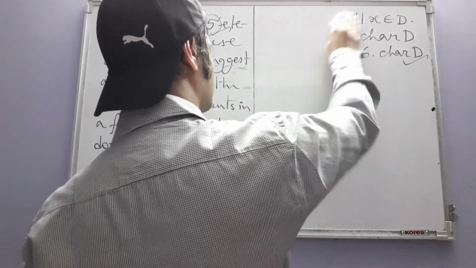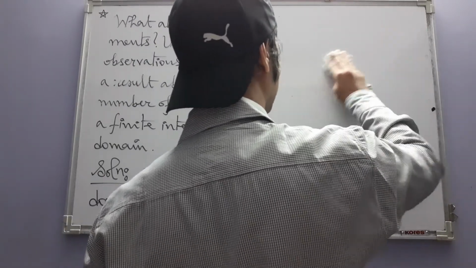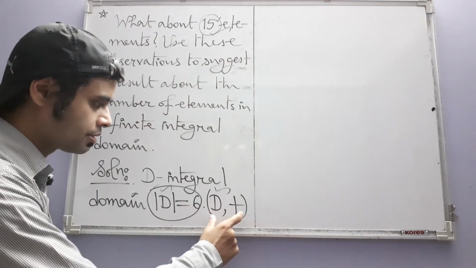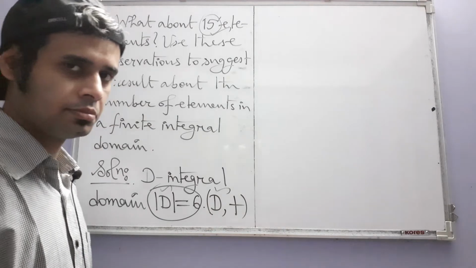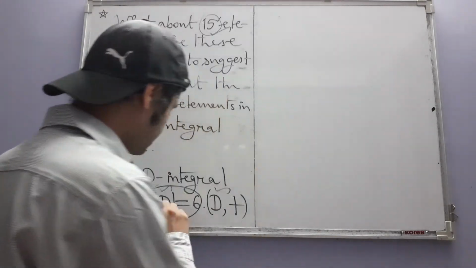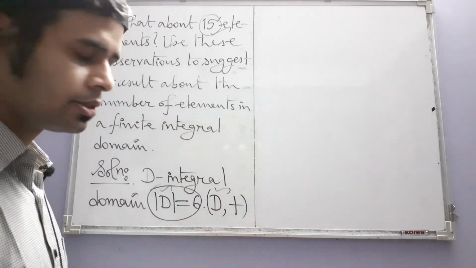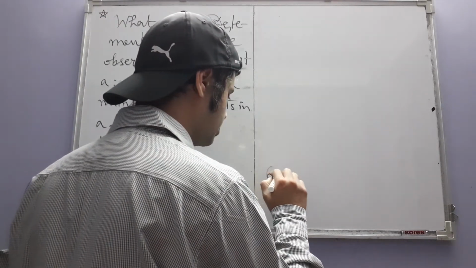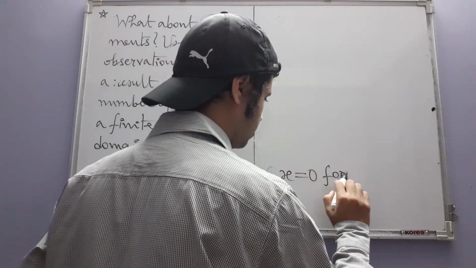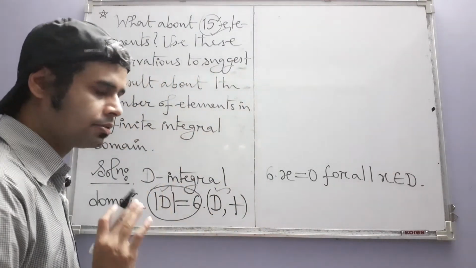So what you first do is suppose that there is an integral domain D with 6 elements. Then you concentrate on this additive group D. Now because the integral domain has 6 elements, from one of the corollaries to Lagrange's theorem, you get this for all x belonging to D.